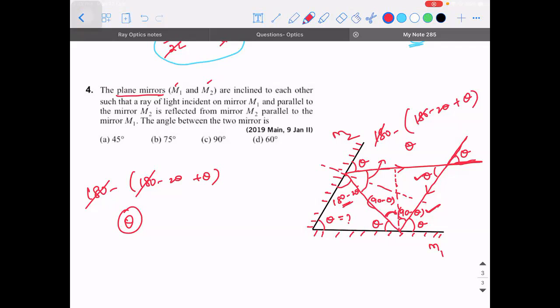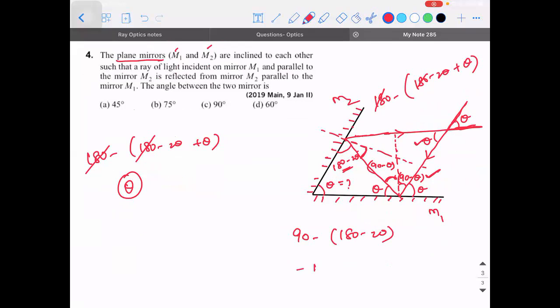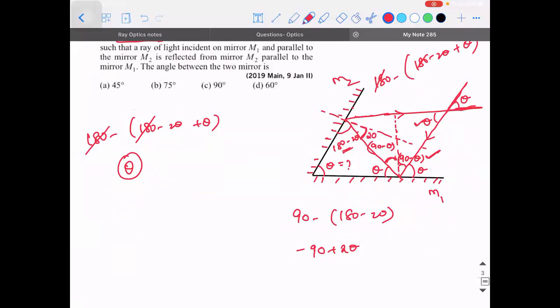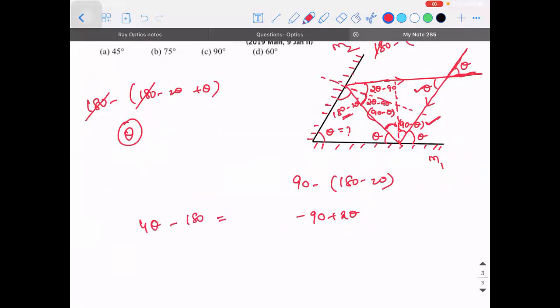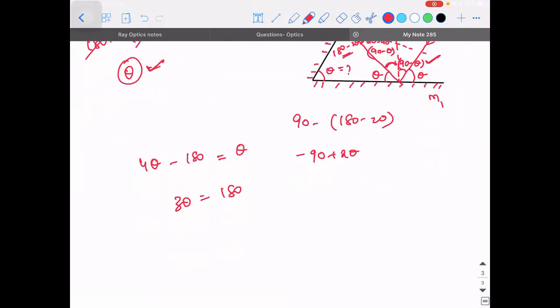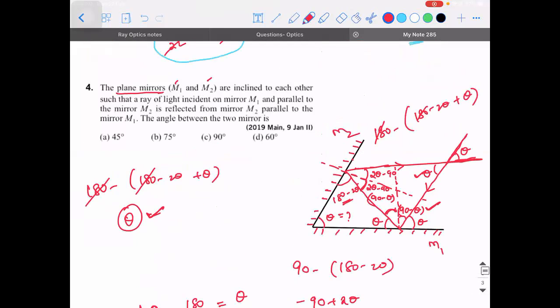Sir, shall we substitute the options and see? Actually, it's my mistake. If this is 180 minus 2 theta, then what is this angle? Because this is not 90. So 90 minus of 180 minus 2 theta is minus 90 plus 2 theta. So this angle is 2 theta minus 90, and this angle is also 2 theta minus 90. So 4 theta minus 180 is actually theta, because from there the total angle is theta. So 4 theta minus 180 is theta. Then 3 theta is 180, theta is 60. Is it 60? The answer.